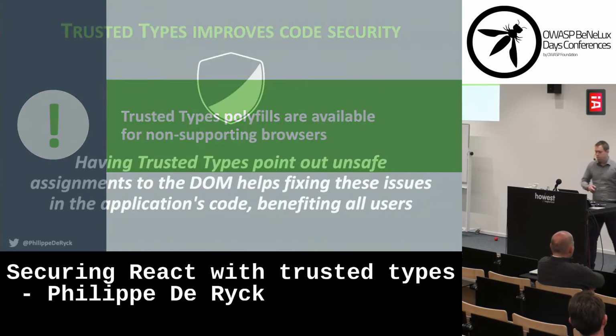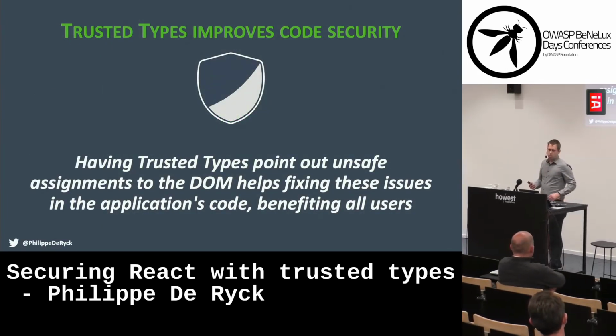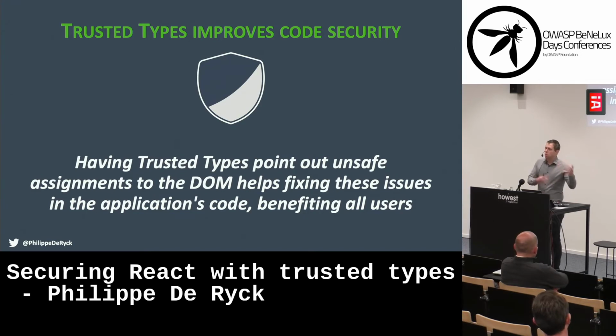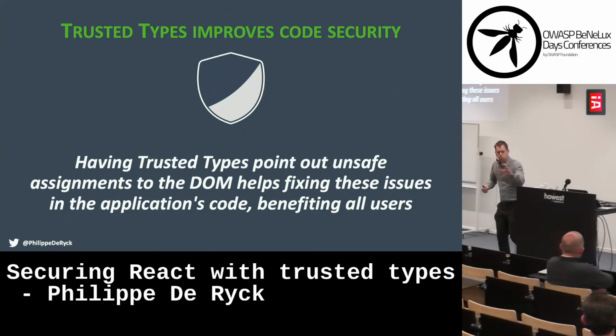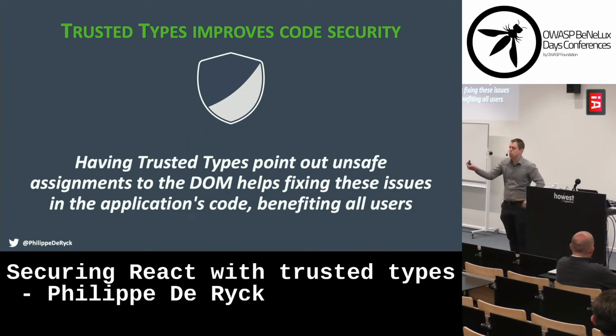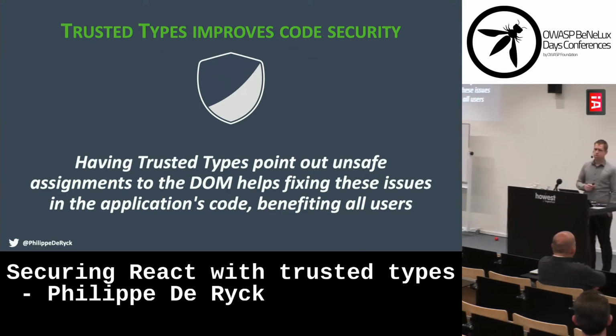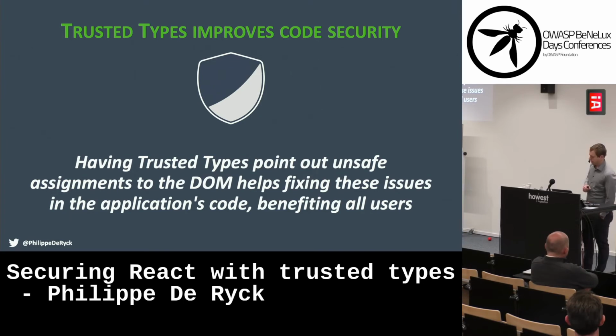So trusted types improves code security. That's the benefit here. It's not necessarily a runtime protection, as in you have to always have it enabled. It's more like a way to remind you, like, hey, you're assigning a text-based value here. Are you sure you want to do that? Maybe you need to sanitize that or make it safe in another way. As long as you thought about it and applied proper defenses, we're good. That's what trusted types does. All right.